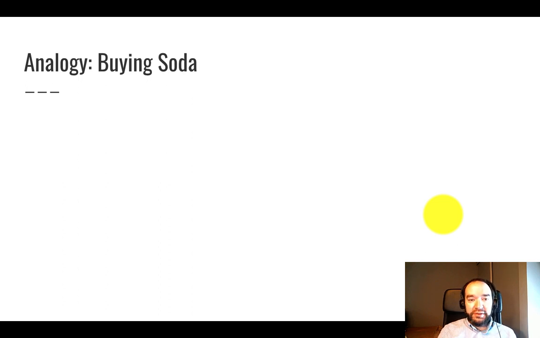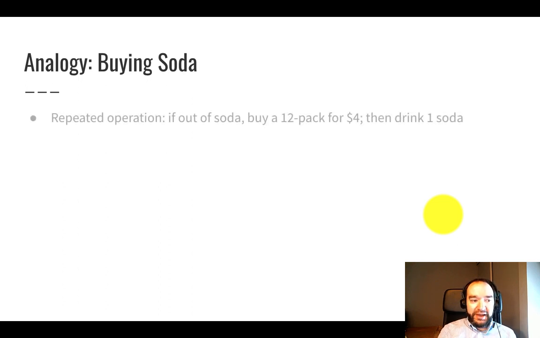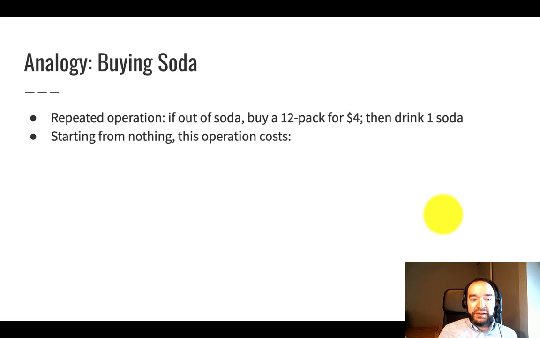Let's view the process of buying soda for yourself as one of these repeated operations. So the operation I'm going to repeat is if I'm out of soda, I'm going to go to the supermarket and buy a 12-pack. I'm going to say that costs $4. Then, now that I know I have soda cans in my house, I drink one soda. So let's say I start from nothing, I don't have any soda yet, and I do this.